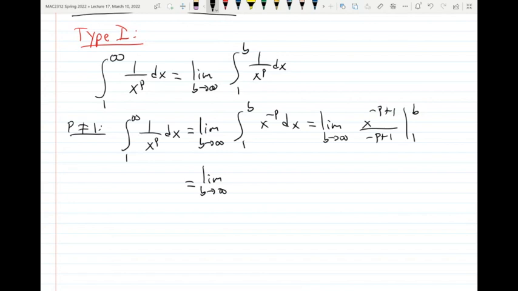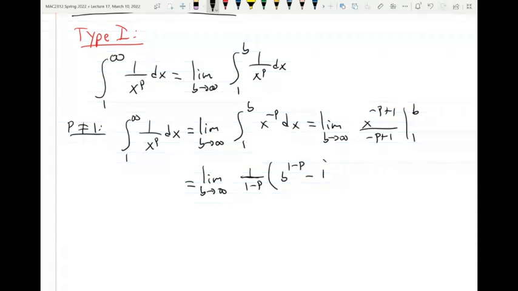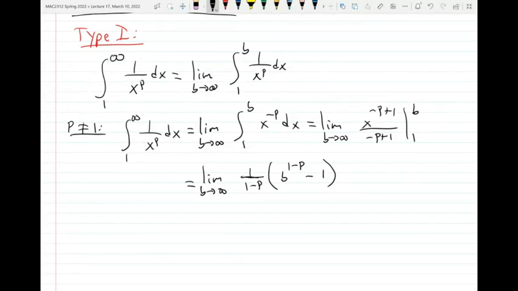So negative p plus 1 is the same thing as 1 minus p, okay? So that's going to be 1 over 1 minus p times, and then I'm going to have b to the 1 minus p minus 1. Negative p plus 1 is the same thing as 1 minus p, okay? All I'm doing is plugging in b and then plugging in 1. And the 1 over 1 minus p, I put it in front. That's it. All right, how do we compute this limit?